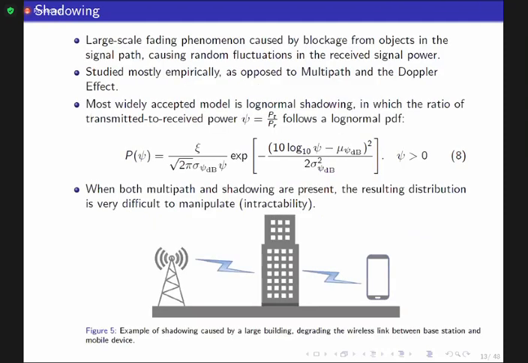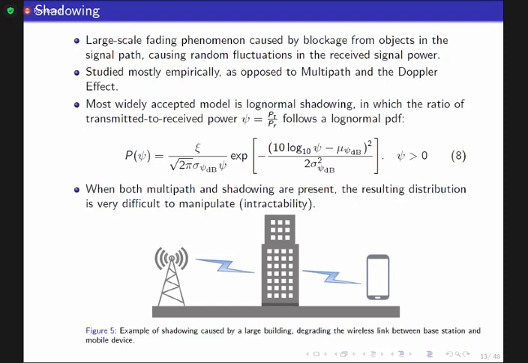The final physical effect that we will be considering is shadowing. Shadowing is usually considered a large scale fading phenomenon. This is caused by obstructions, large objects that are interposed between transmitter and receiver. This causes fluctuation in the received power. And since this is a phenomenon that's a bit unpredictable in real world settings, this is usually modeled statistically.